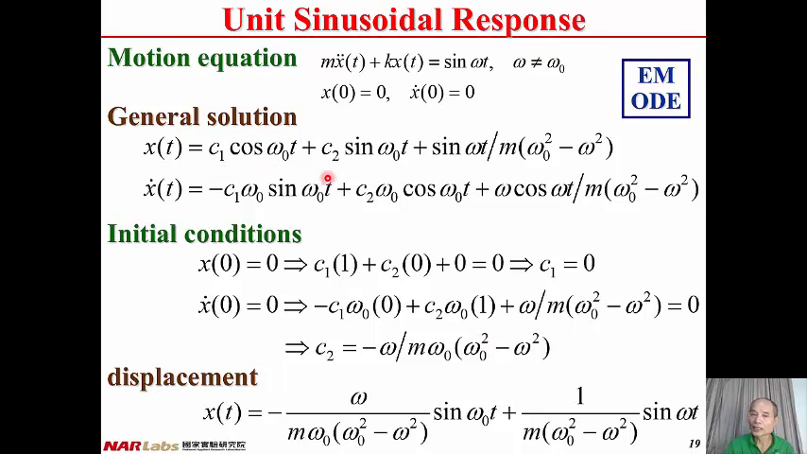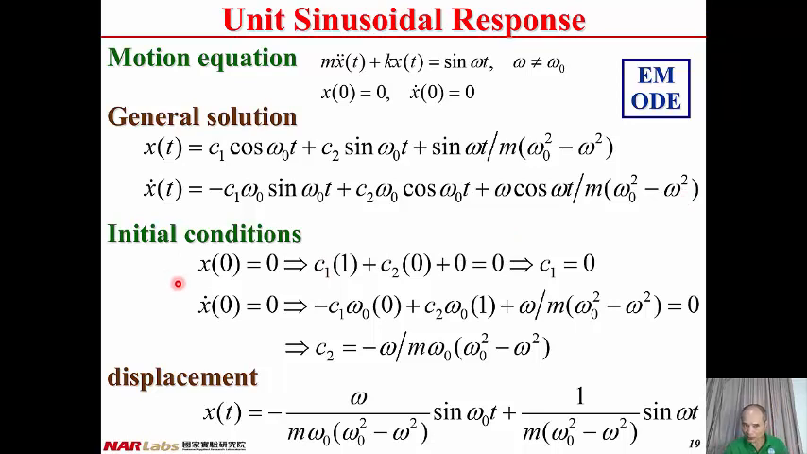And C1, C2 are two coefficients of integration. And from the initial displacement and initial velocity, we can solve for C1 and C2. When we take the derivative of the displacement, we have the velocity equal to minus C1 omega 0 sine omega 0 t plus C2 omega 0 cosine omega 0 t plus omega cosine omega t divided by m times omega 0 square minus omega square.